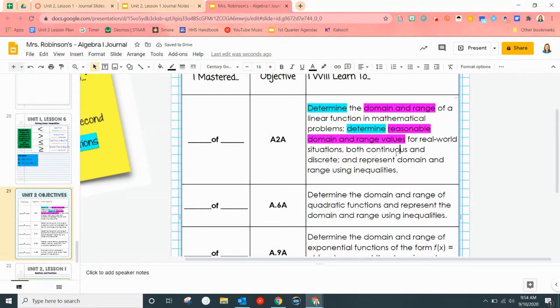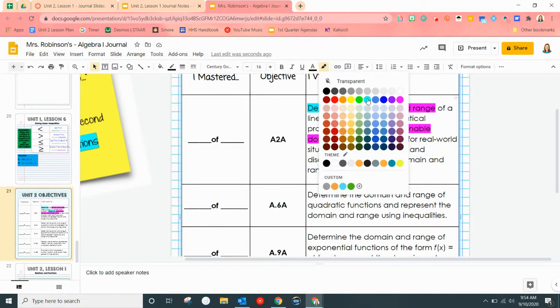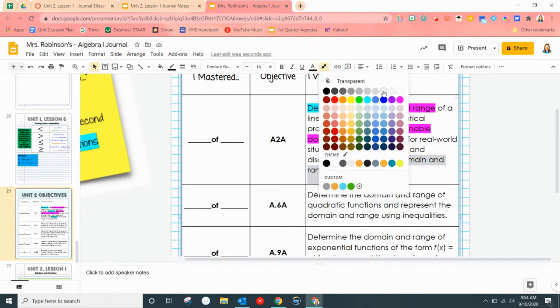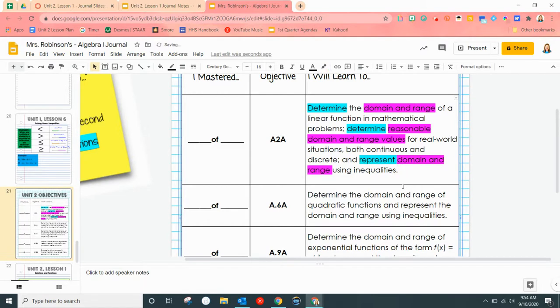Oh, you know what? Here's another verb I see. We're going to represent. Isn't represent a verb? Is that something we do? Yep. What are we representing? Domain and range. Okay, so we're going to be talking a lot about domain and range. I'll have to figure out what that is.